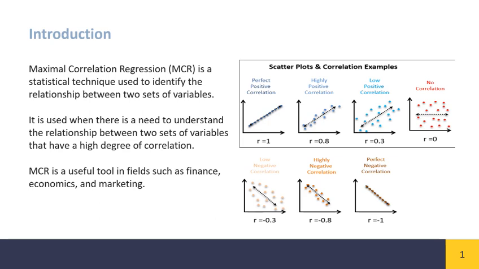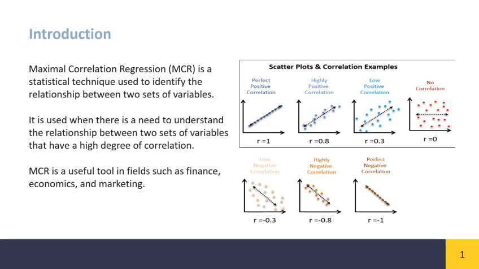Firstly, we come to the introduction. Maximal correlation regression is also called MCR. In short form, we use MCR for maximal correlation regression, a statistical technique used to identify the relationship between two sets of variables. It is used when there is a need to understand the relationship between two sets of variables that have a high degree of correlation. Maximal correlation regression is a useful tool in fields such as finance, economics, and marketing.